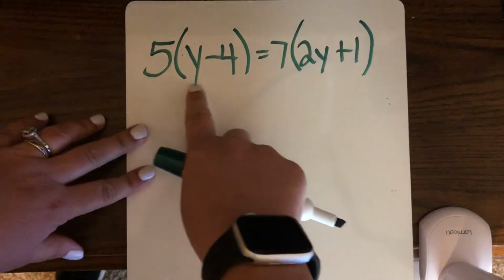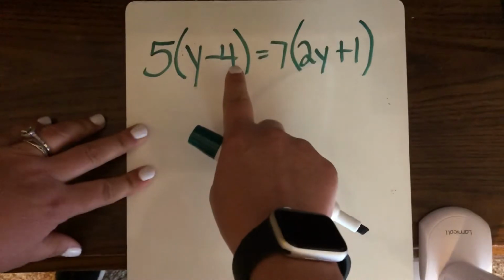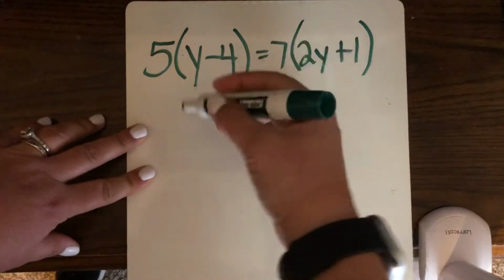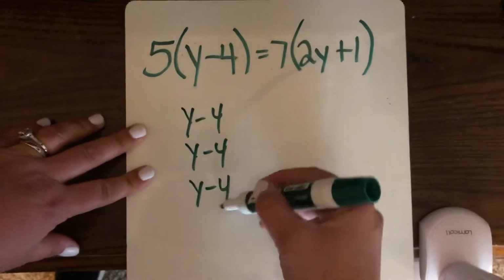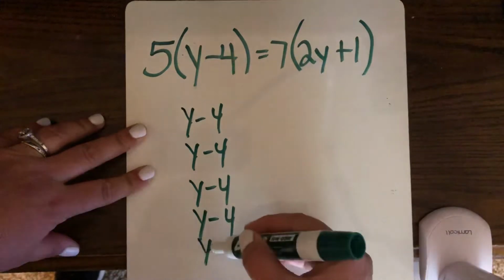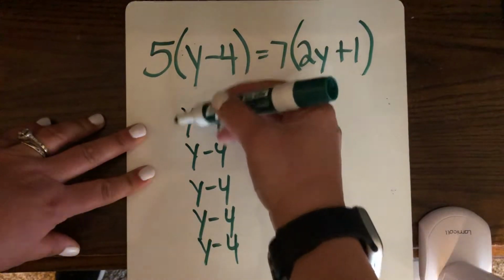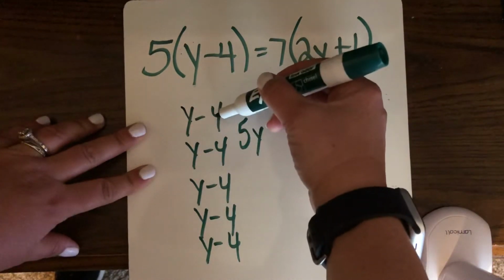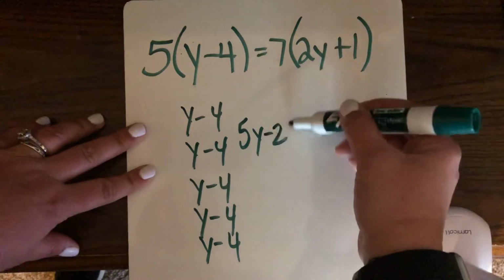So if I look at the left side of the equation, it says 5 with parentheses y minus 4, okay? What that means is I have 5 sets of y minus 4. I could write that out, y minus 4, y minus 4, y minus 4, right? 5 times: 1, 2, 3, 4, 5. And that means that I have 5 y's, and I have -4, -8, -12, -16, -20, right?